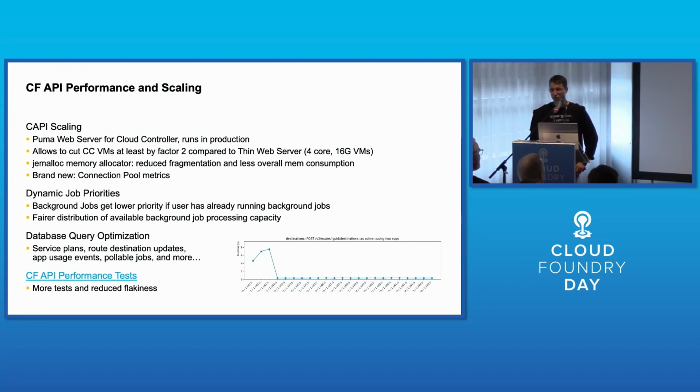And finally, brand new, just there since I think 1 or 2 versions of the cloud controller, is connection pool metrics, because that's the next problem. If we think of scale out, then the real problem is not so much CPU, VMs, or horizontal scaling, because that works out well, but it's the number of database connections that you can have to the Cloud Controller database.